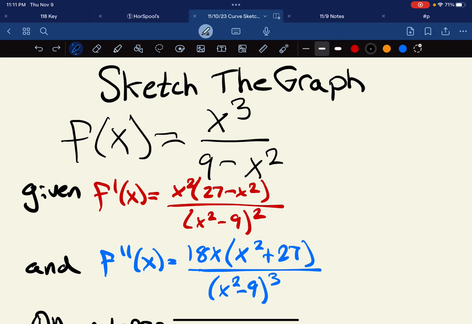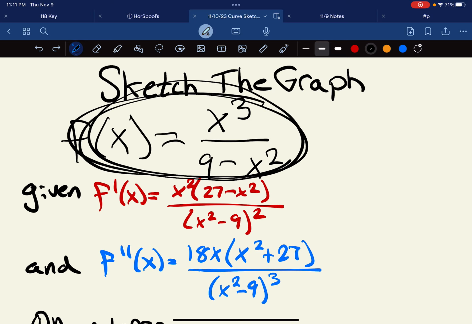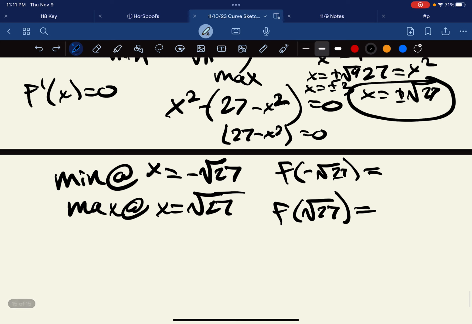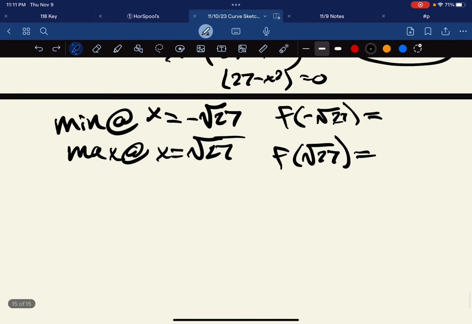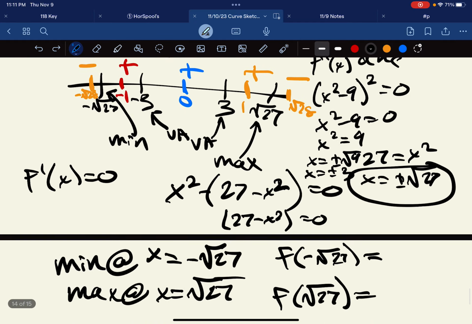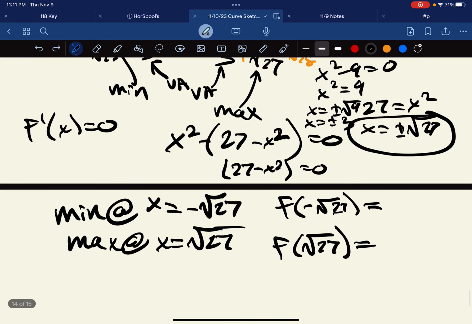So you use your first derivative to find the x values that you're talking about, and then you're going to want to plug them back into your regular function, not your first derivative. So just note how we're plugging them back into f, not f prime. Okay, so we have our mins, we have our maxes, and we need to close out our intervals of increasing and decreasing.